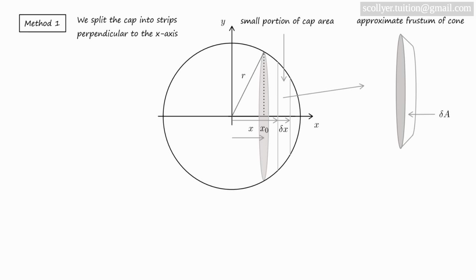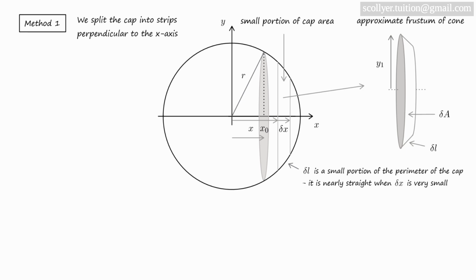The slant length of the frustum is delta L, and delta L is a small portion of the perimeter of the cap, i.e. it is this region on the sphere. And the important point to note is that it is nearly straight when delta x is very small. We'll call the larger diameter of the frustum y1 and the smaller diameter y2.